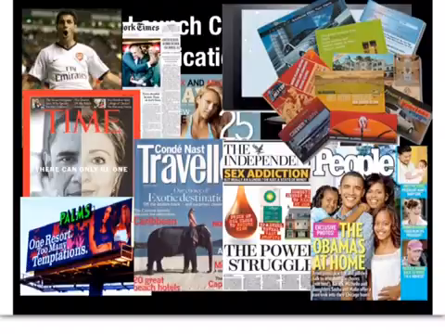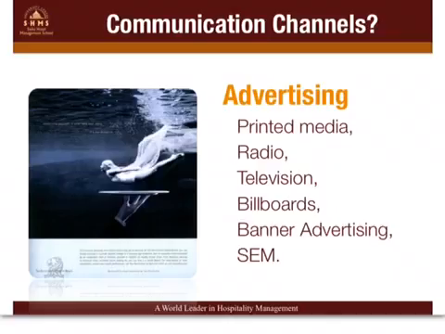Look at all these different ways in which you can communicate. Now here are some of the ways in which we can communicate, these channels. TV advertising can be very expensive, and it is usually for large brands and groups. Printed media, radio for a more local market. Billboards are great for walk-in customers. Advertising is expensive, and there is an oversupply of advertising, so you have to be careful.